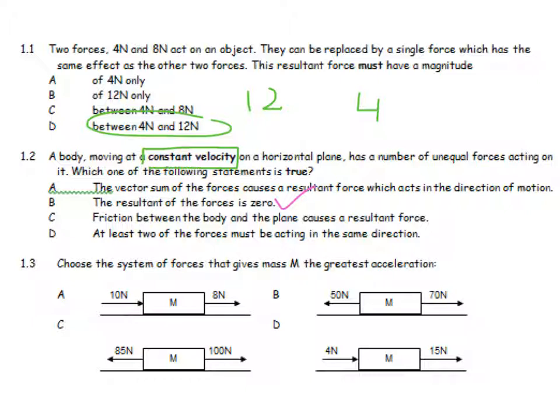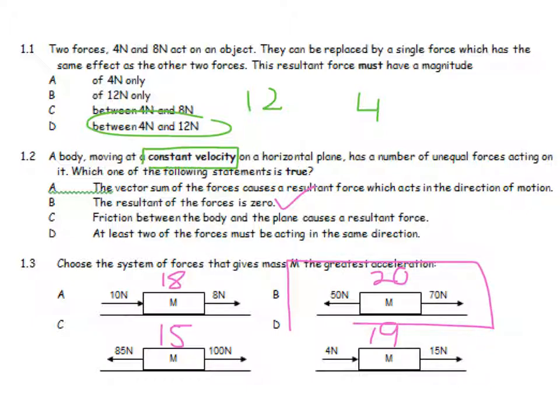Choose the system of forces that gives the mass m the greatest acceleration. So we're just going to end up doing subtractions over here and additions. So here we add them because they're in the same direction. Over here we're going to subtract because they're in opposite directions. Here we are adding because they are in the same direction. And here we are going to subtract because they are in opposite directions. So the greatest acceleration will come from the greatest force.